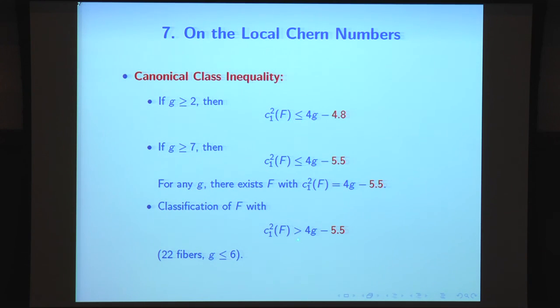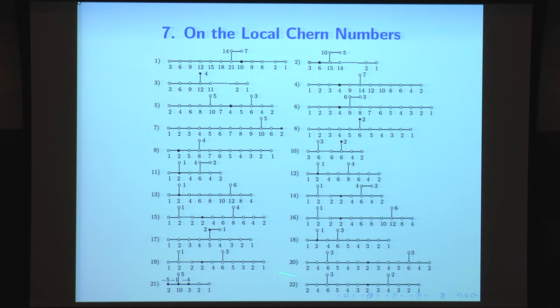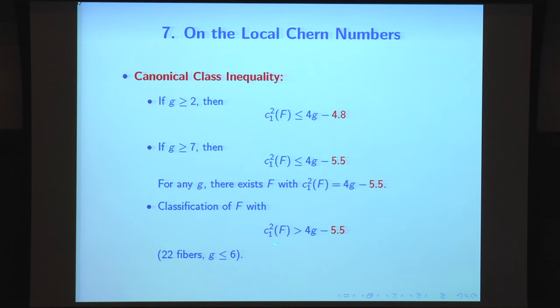We can classify similar fibers that satisfy this inequality. This means the bound between this one and this one, this one and this one. Here is the classification of the singular fibers that satisfy this inequality.